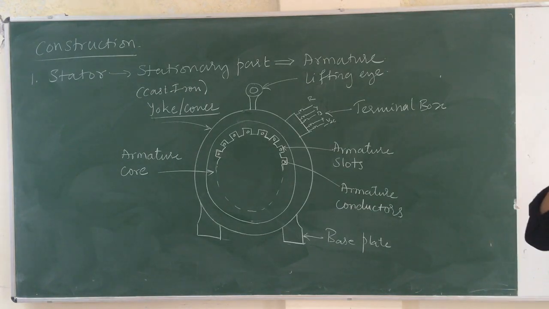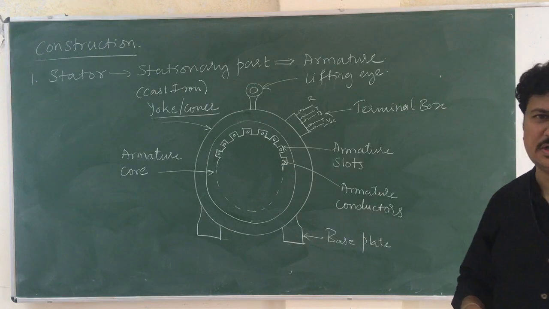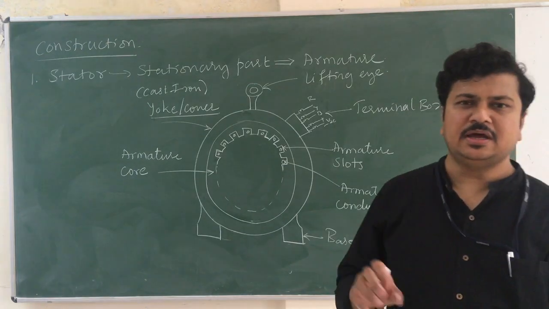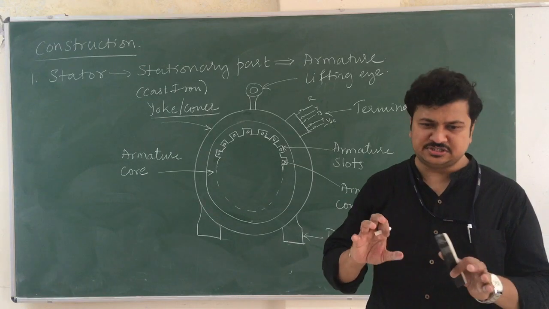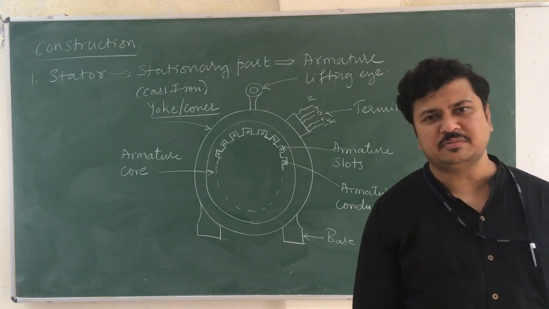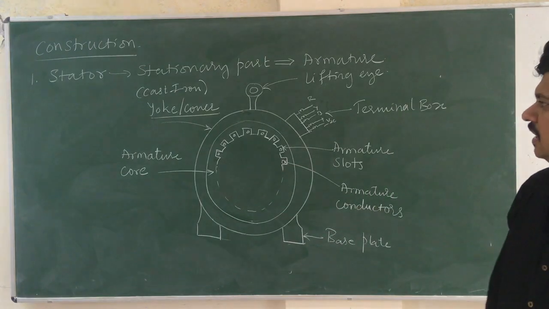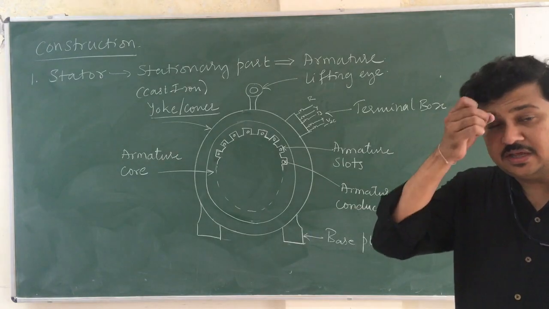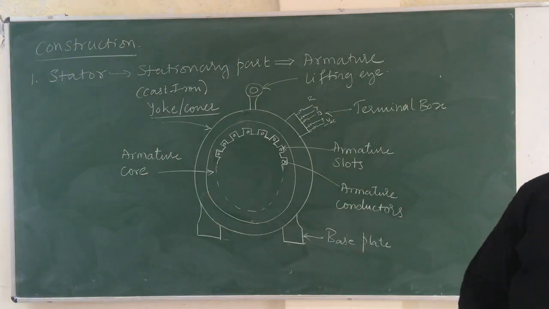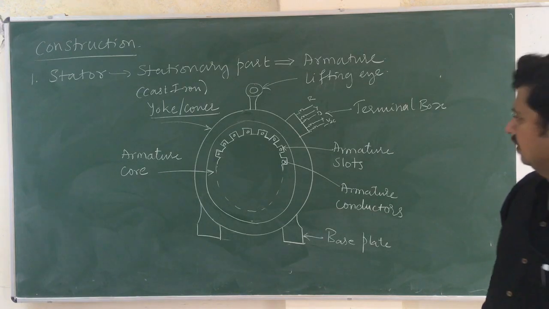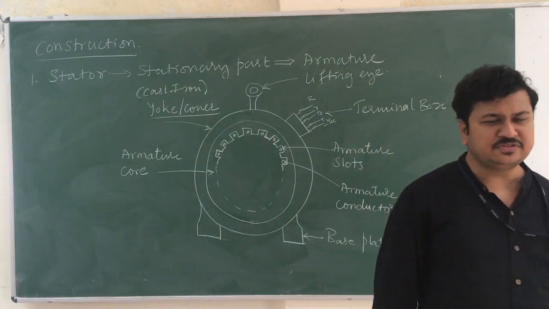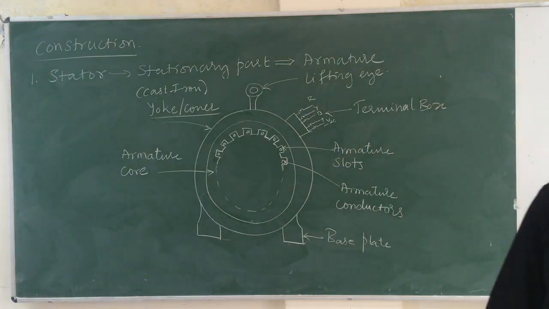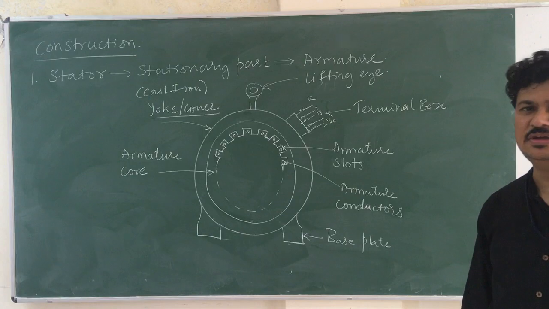The purpose of making the outer cover or yoke with cast iron is that, whatever mechanical impact it experiences, there should not be any change in the shape of the machine. Hence cast iron is preferred for the yoke, as it is very hard and brittle, and has sufficient mechanical strength. Whereas the armature core is made up of silicon steel laminations. Again I tell, laminations.